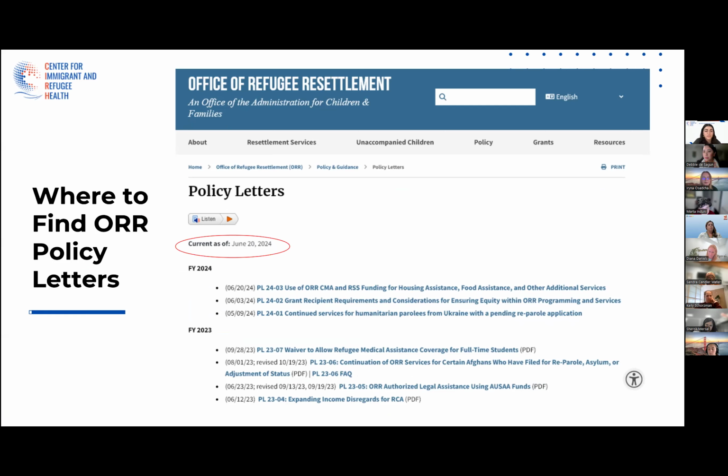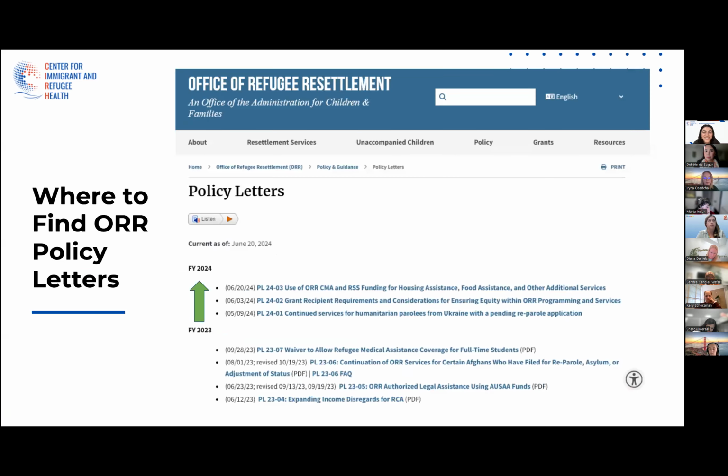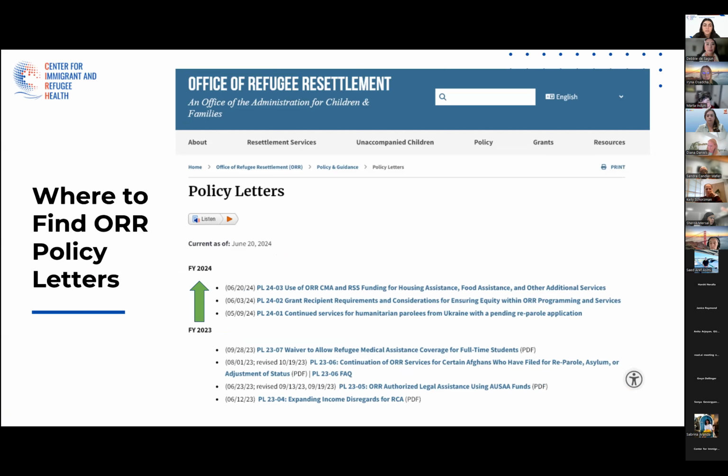So this, where it's circled in red, shows how recently the page has been updated. Okay, next slide. And here, with the green arrow, you can see that they are listed as the oldest at the bottom, and then it goes up to the newer policy letters. Next slide.